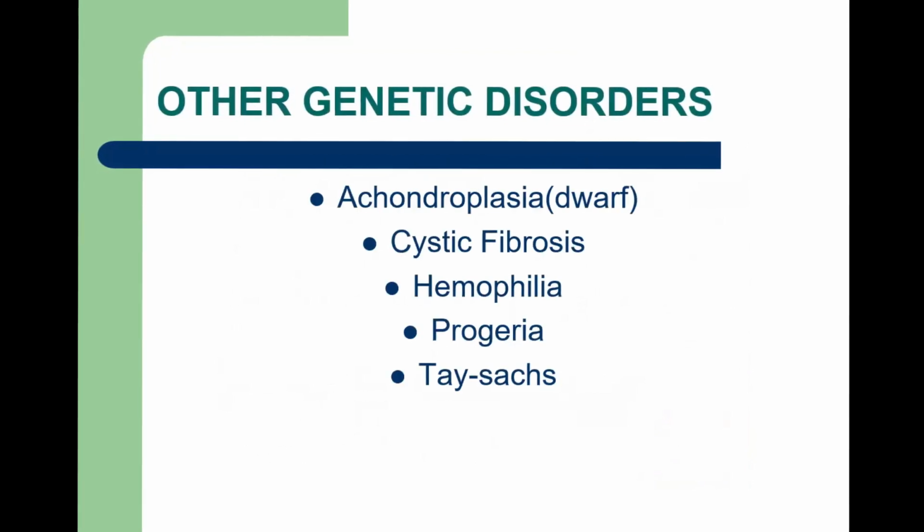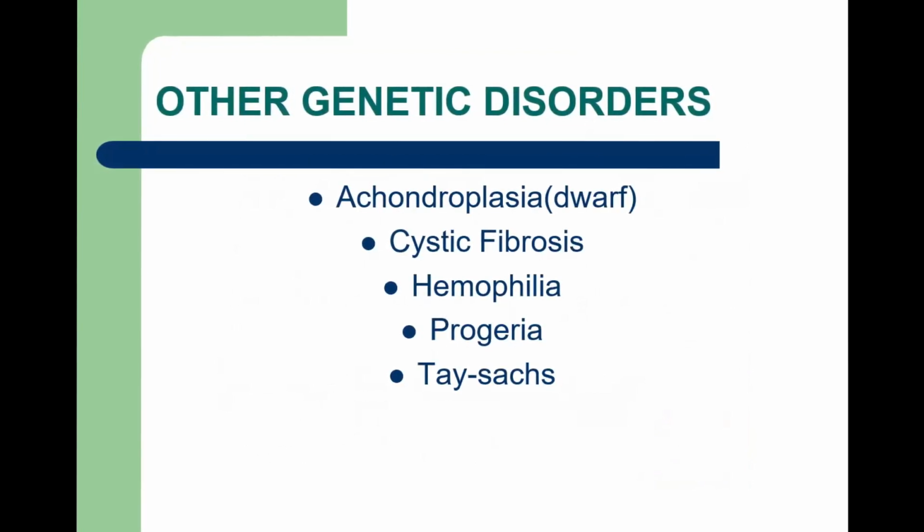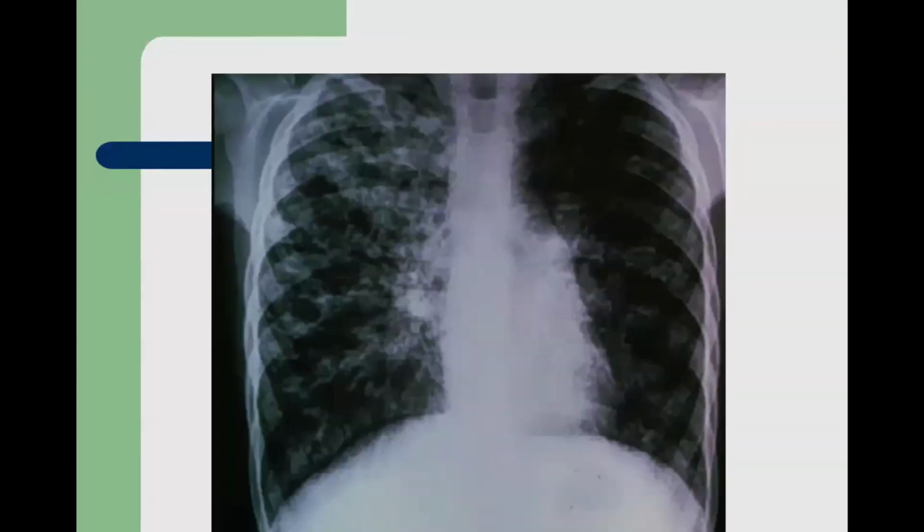So other genetic disorders include achondroplasia, that is dwarfism, cystic fibrosis, hemophilia, progeria, and Tay-Sachs. All these are examples of genetic disorders.